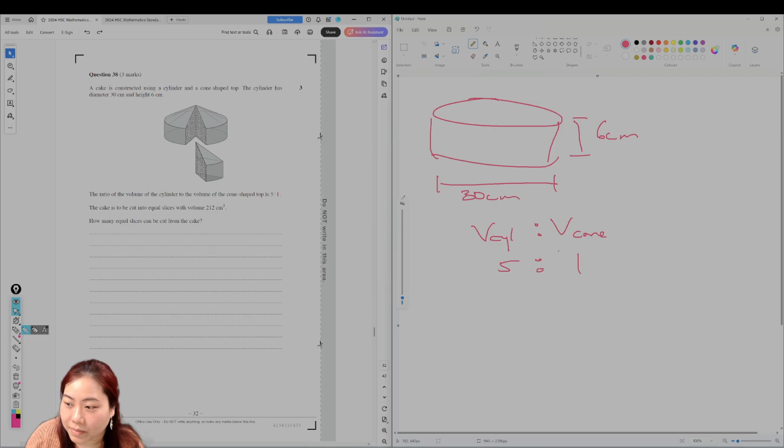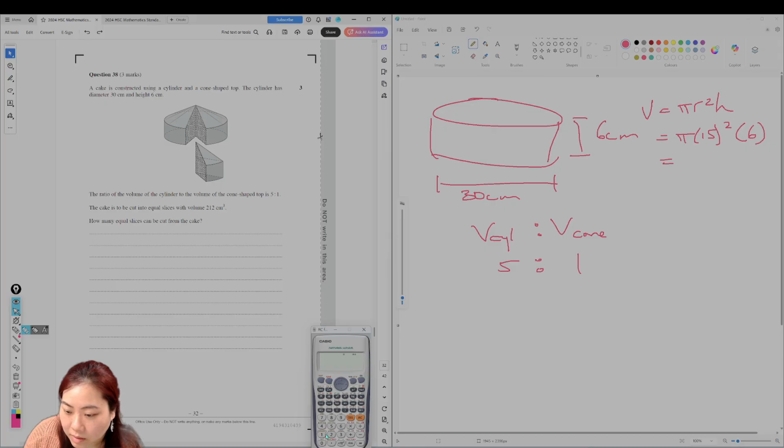We need to find the volume. The volume of the cylinder is pi r squared h. And that is pi 15 squared times 6. So the volume is 1350 pi cubic centimeters. The volume of the cylinder, which we now know is 1350 pi, is 5 times as big as the volume of the cone. So if we divide by 5, the cone is 270 pi in volume.